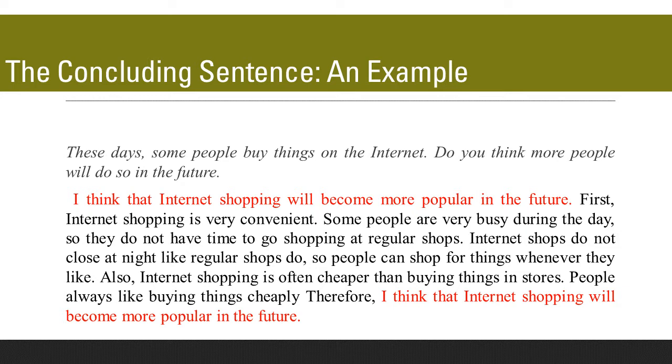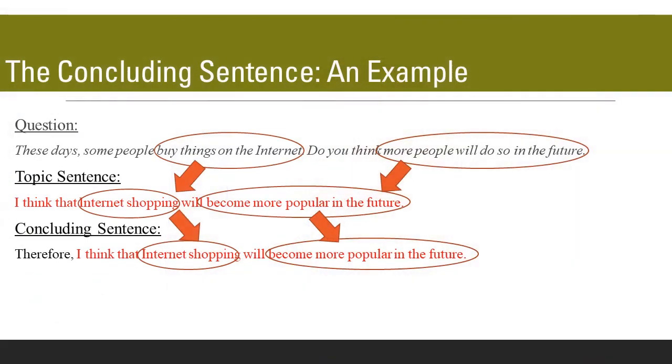Now, again, looking at that topic sentence, I think that internet shopping will become more popular in the future. The concluding sentence is, I think that internet shopping will become more popular in the future. I think those words are exactly the same. On this test, at this level, no problem. You can use the same words, but just make sure you do have both a topic sentence and a concluding sentence. Let's look at how these words were chosen and how we decided to use them.